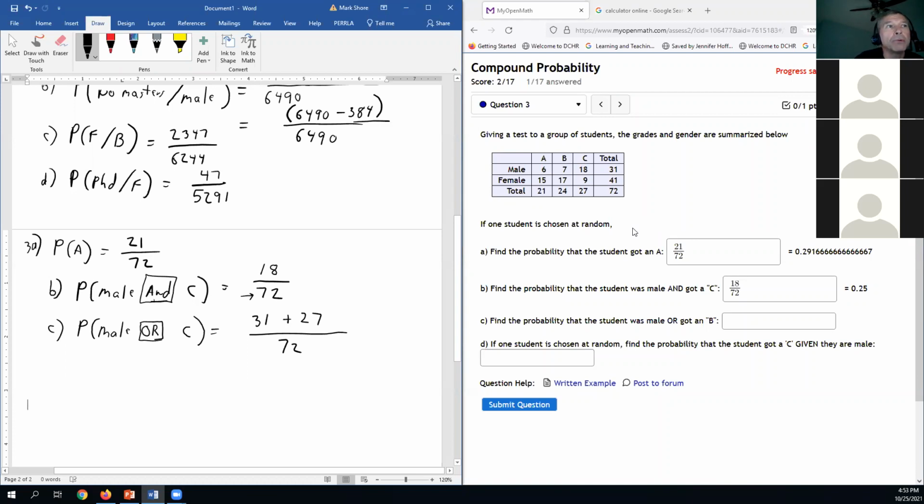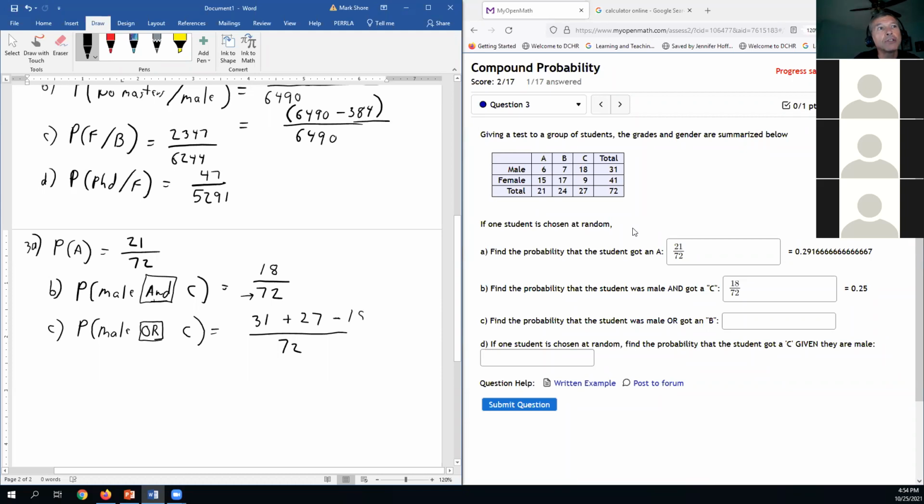Now, here's the tricky part. Did any of these people, the 31 males or the 27 people that got C's, were any of those people counted twice? You don't want to count people twice. Every person should be counted once. Did any of these people get counted twice? Yes. So we have to subtract those people off because they were already counted twice. They got counted once because they're male, and they got counted again because they have a C. So how many people got counted twice? 18. Boom. Yeah, very good.